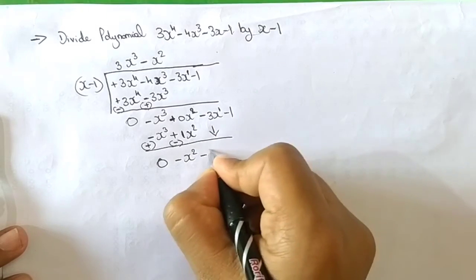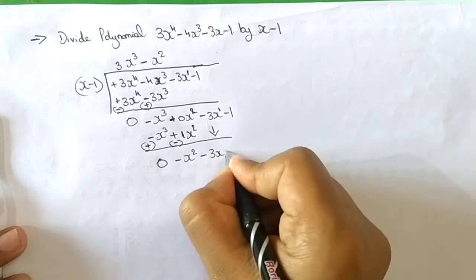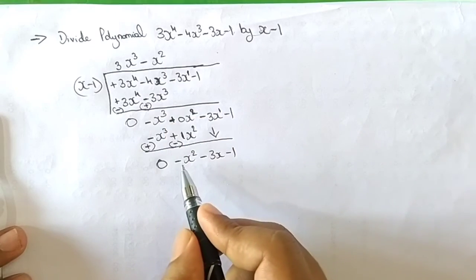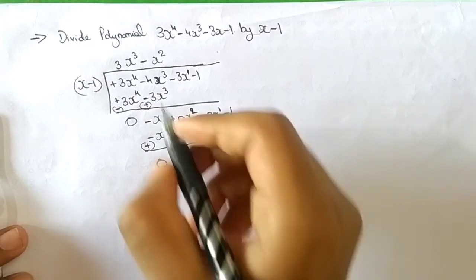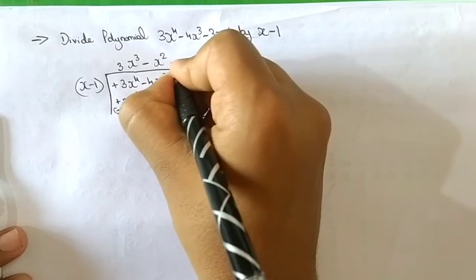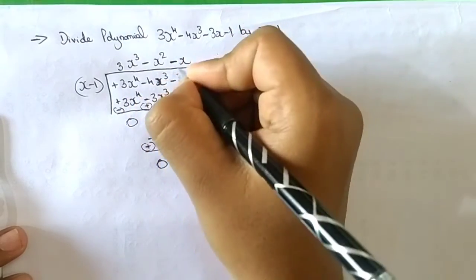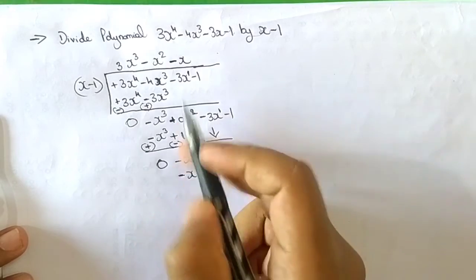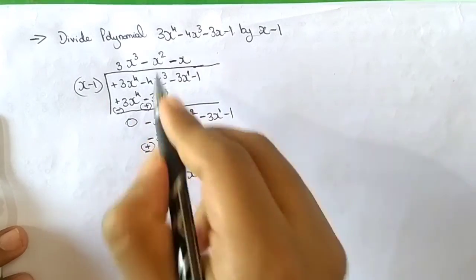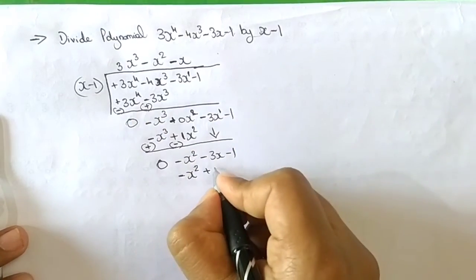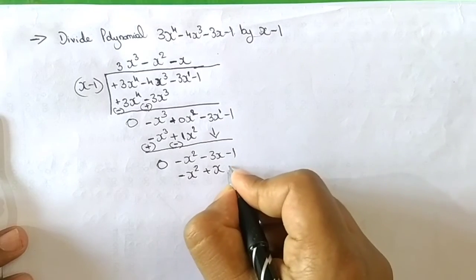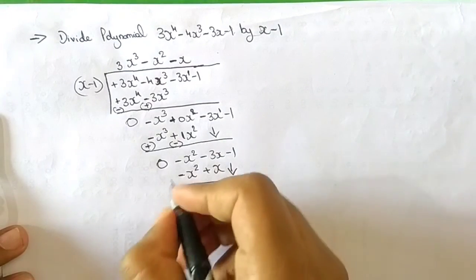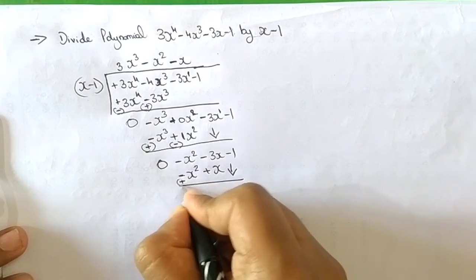Now taking down this minus 3x power 1 minus 1. Take another term, so that you need to get minus x square. Minus is there, so minus x into x gives you minus x square. X into minus x gives you minus x square. Minus into minus is plus. 1 into x is x. This term will be taken directly. Now same sign, change the sign.